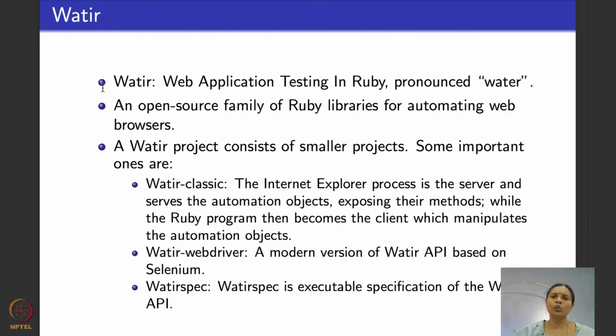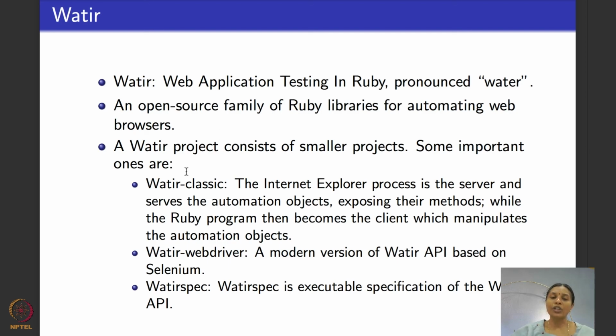Then there is a tool called Watir, pronounced as Water. It stands for Web Application Testing in Ruby. Ruby is a programming language. It basically is an open source family of libraries written in Ruby for web browser automation, and for test execution through web browser automation.